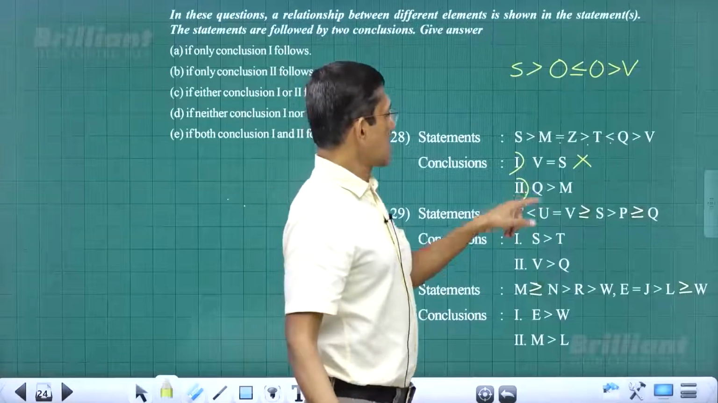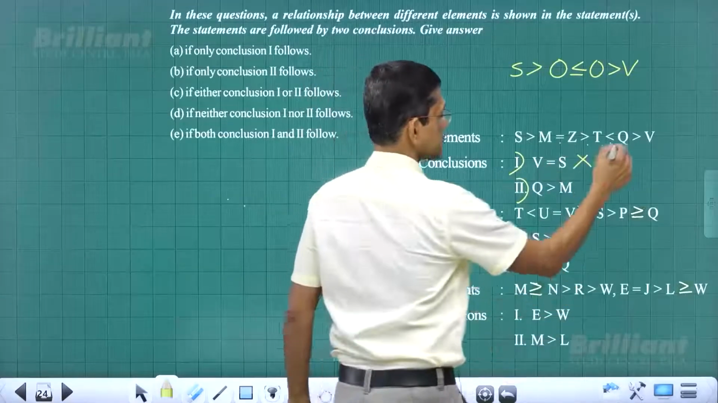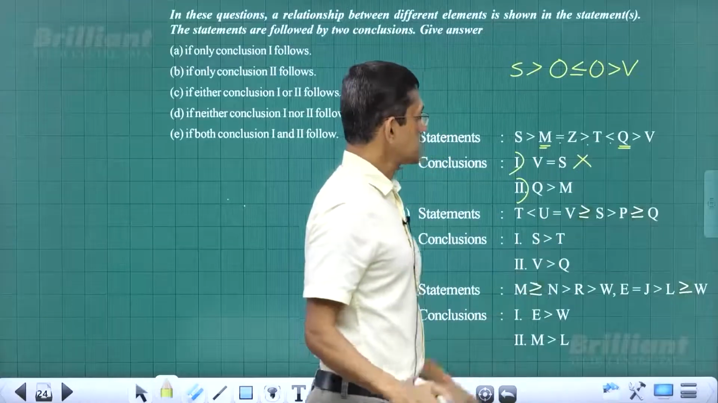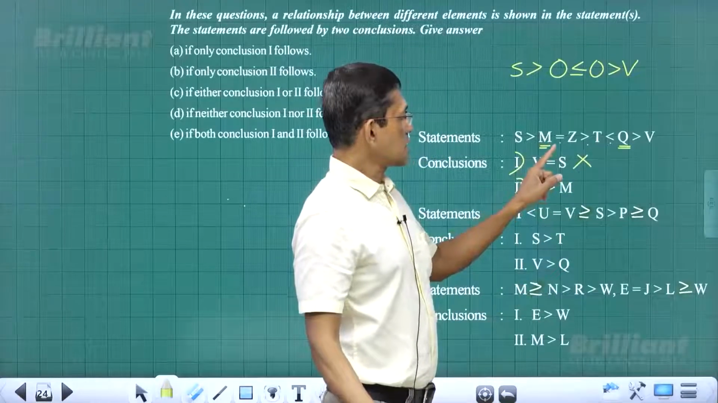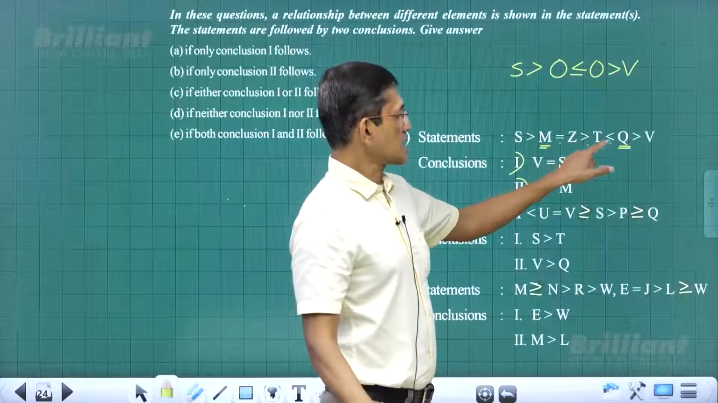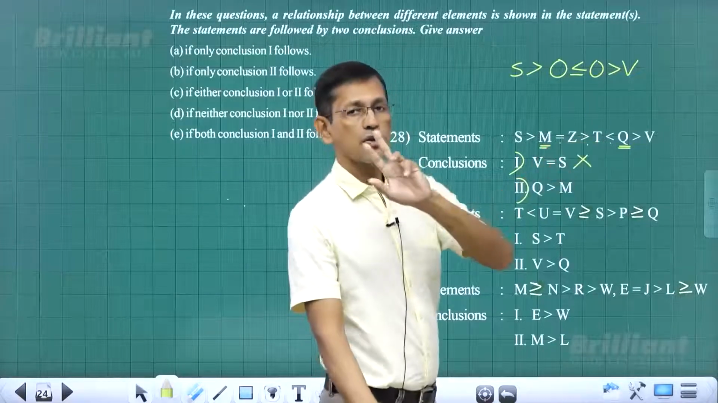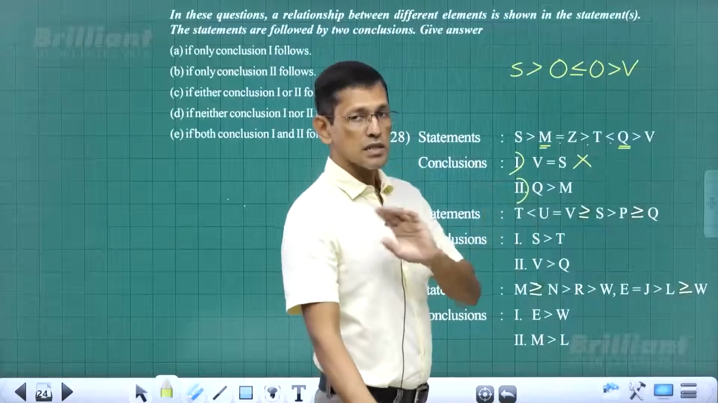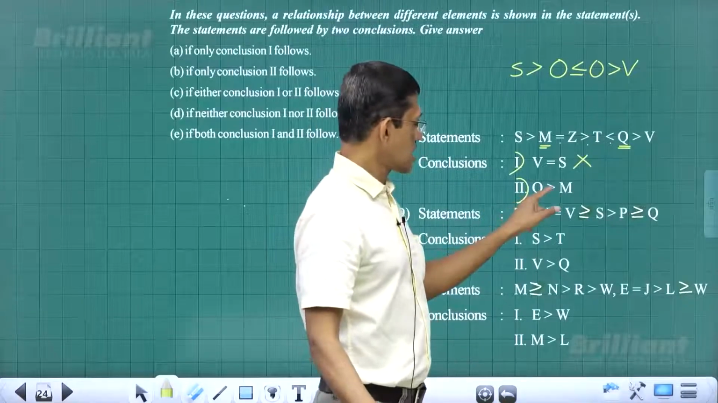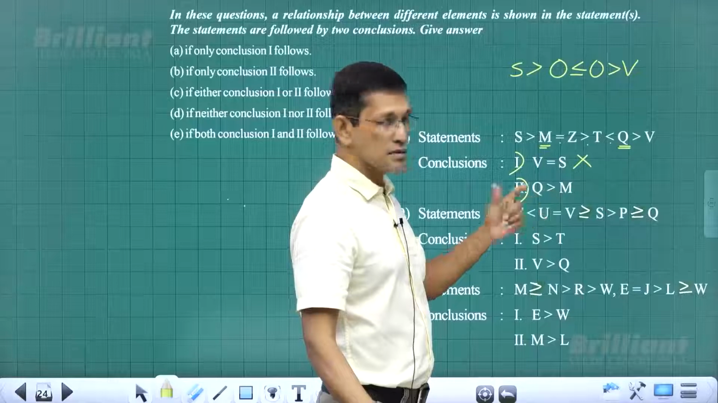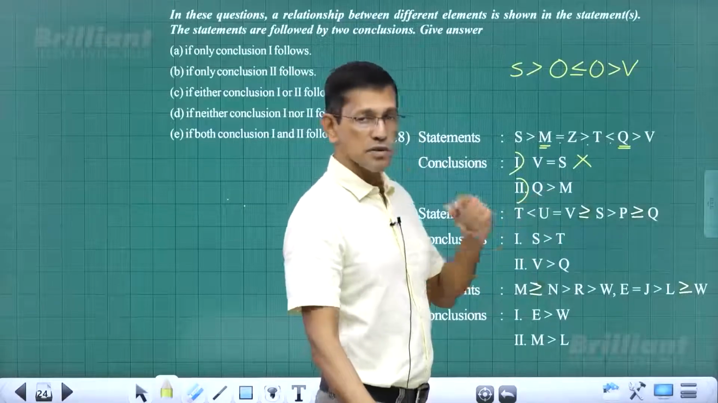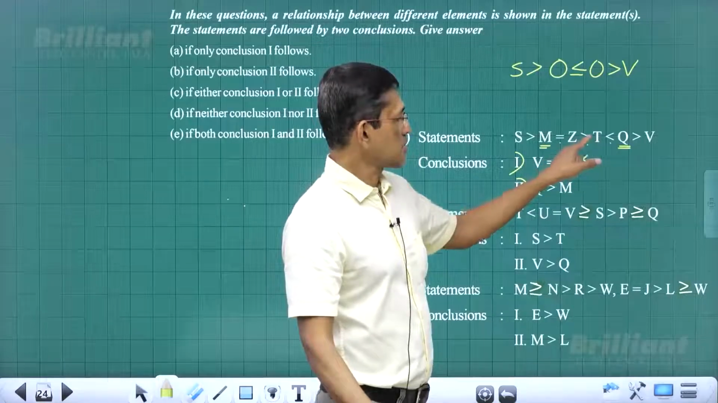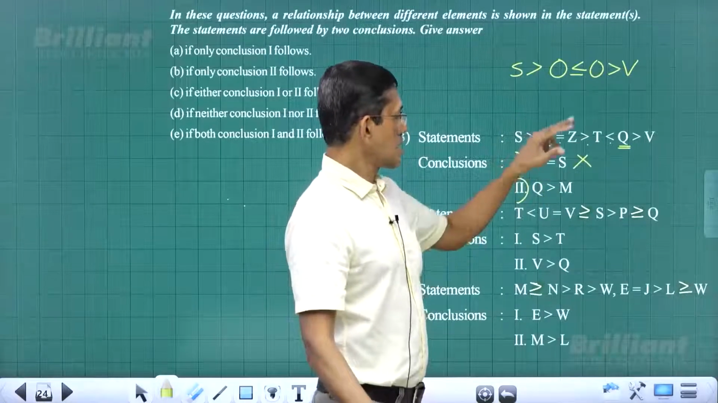Now Q and M. Look at Q. So here it's Q and we have M. What are the symbols between Q and M? We have an equal to sign, then we have a greater than sign and a less than sign. So greater than and less than are contradictory symbols. So whatever the relation between Q and M is given, it doesn't follow. If Q greater than M is given, doesn't follow. Q less than M, doesn't follow. Q equal to M, that doesn't follow as well, because we have contradictory symbols in between. It says greater than and less than.